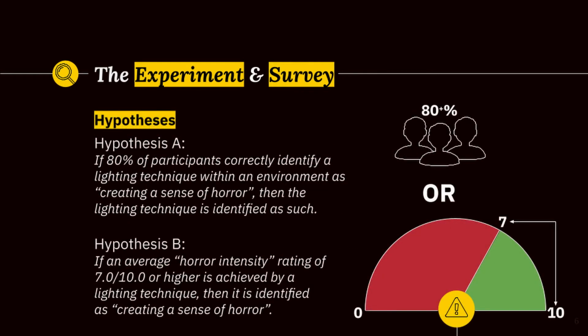After deciding on our testing method, we decided how we would measure our success in the project. To start, we formed 2 hypotheses to be tested and used in our measures of success. Our first hypothesis was that 80% of participant responses in the survey would correctly identify environments that used a lighting technique intended to create a sense of horror as creating a sense of horror. The second hypothesis was an average rating of 7 or higher out of 10 for a lighting technique that would identify environments intended to create a sense of horror as creating a sense of horror.